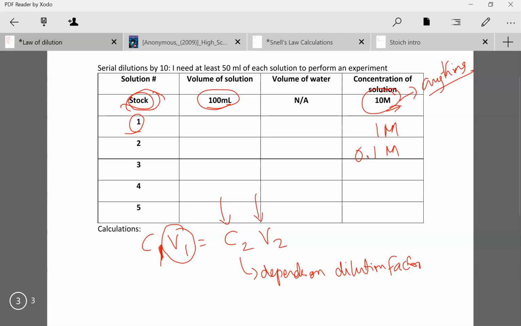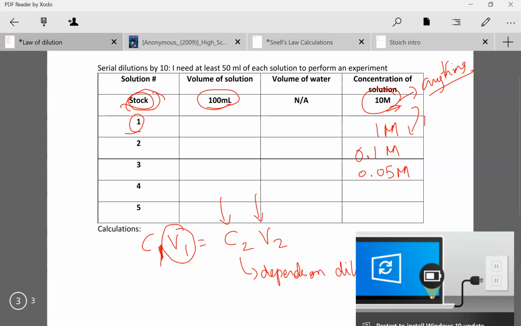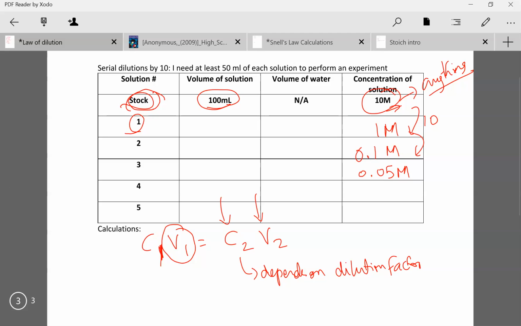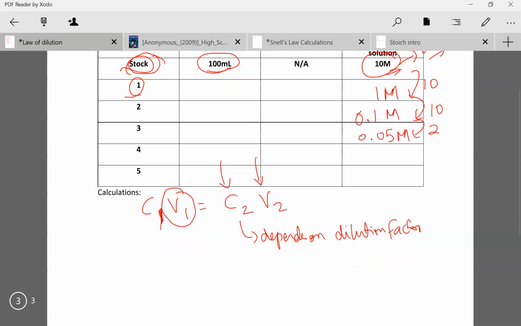And then let's just say, for the sake of argument, I'm going to switch it up. And instead of a 0.01, I want a 0.05 molar solution. So this was down by 10. This was down by another 10, but this is only going down by a factor of 2. So I've only halved it, and we'll see how that calculation is essentially going to change.